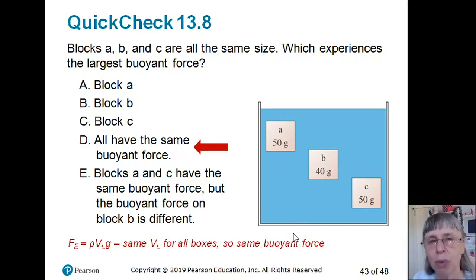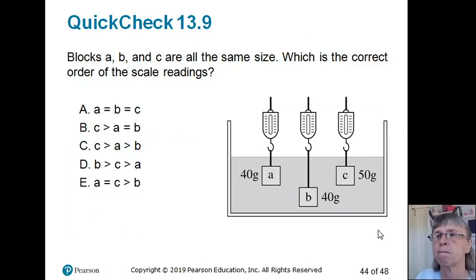They all have the same buoyant force. Although the net force may be different because they have different masses, the buoyant force is just the density of the liquid times the volume of the liquid displaced times g. Now the density of the liquid is the same. The volume, we're told they are all the same size. So the volume of all three of these is the same. That means they're all going to have the same buoyant force.